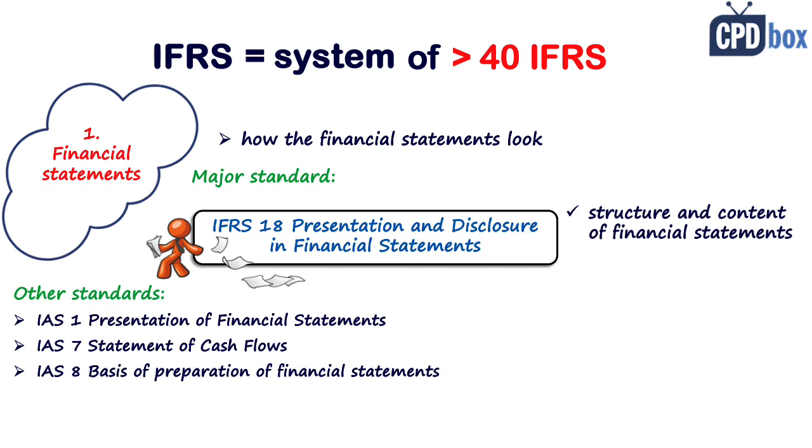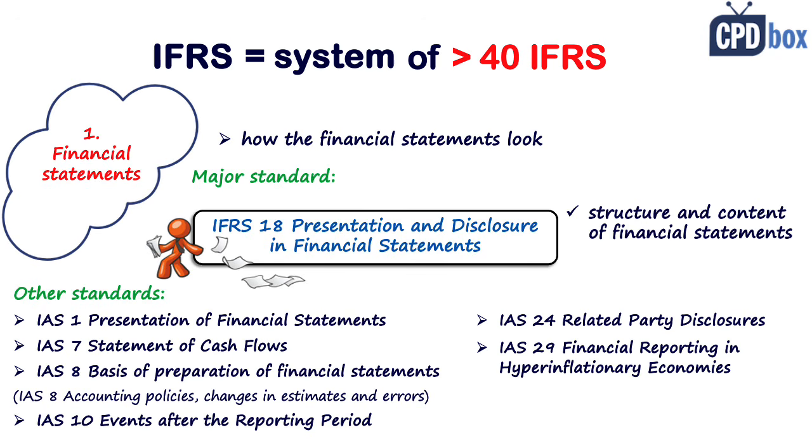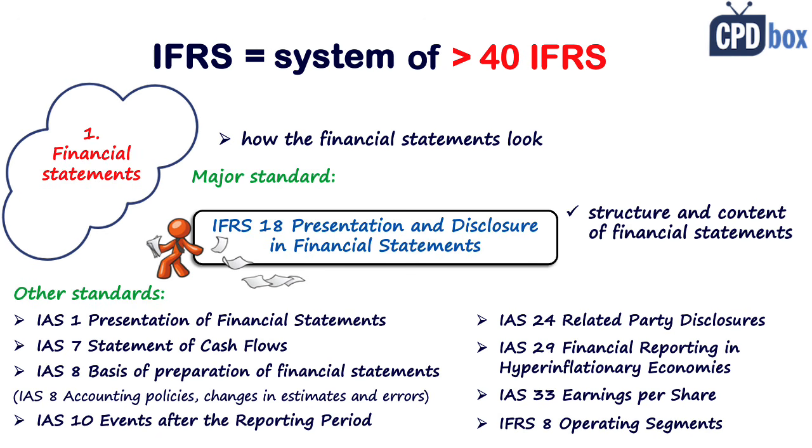IAS 8, Basis of Preparation of Financial Statements, and this is the new name. It changes to that from 2027. So the older name was Accounting Policies, Changes in Estimates and Errors. Then we have IAS 10, Events After the Reporting Period, IAS 24, Related Party Disclosures, IAS 29, Financial Reporting in Hyperinflationary Economies, IAS 33, Earnings Per Share, and IFRS 8, Operating Segments. So all these standards guide us how and what to report in the financial statements.